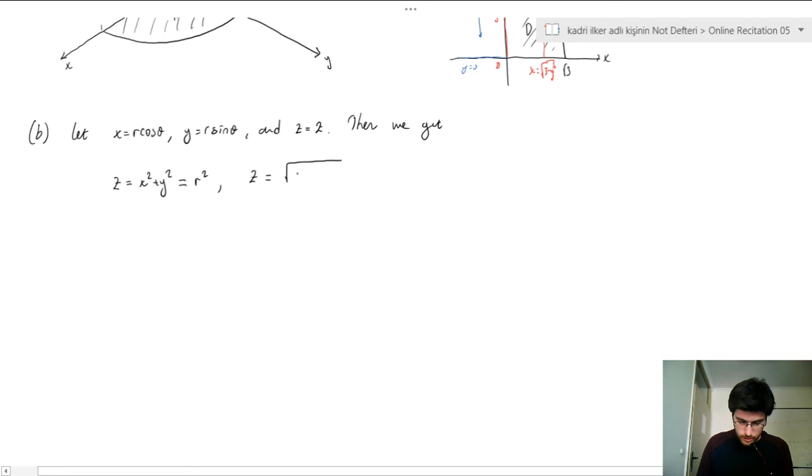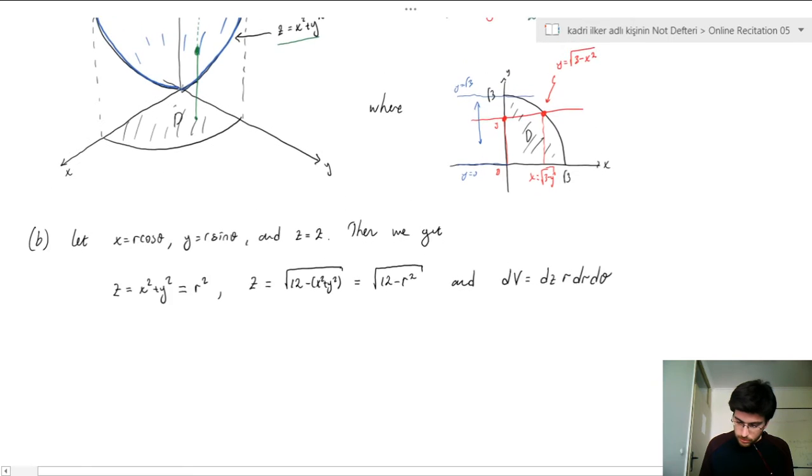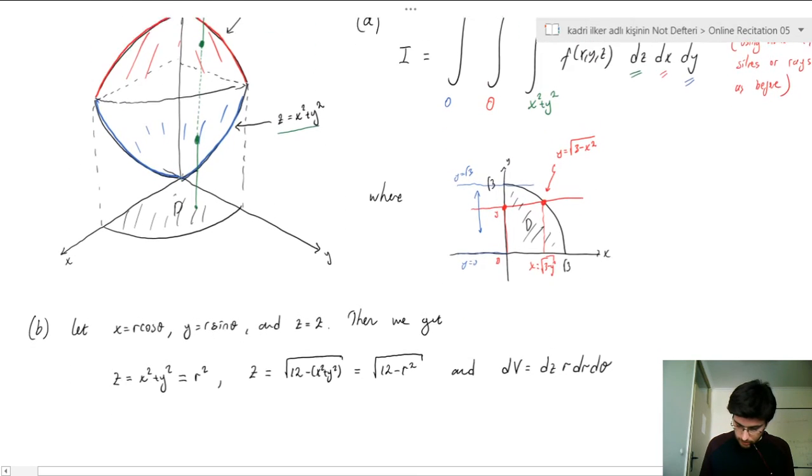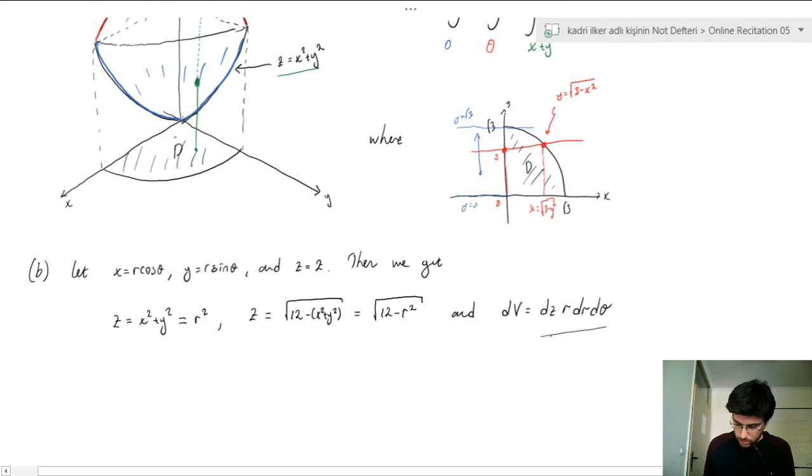And also we have another equation. Remember this one? But now this becomes, in the language of r and theta, 12 minus r squared. And of course, remember, we translate everything. Therefore, we have a new volume element, which is dz r dr d theta. And this gives you how to construct your iterated integral. So this gives you basically the order.